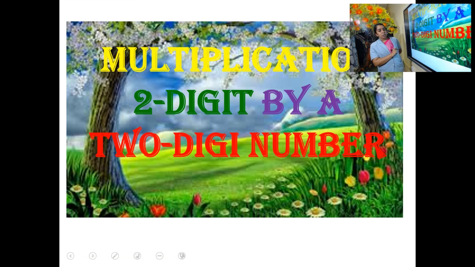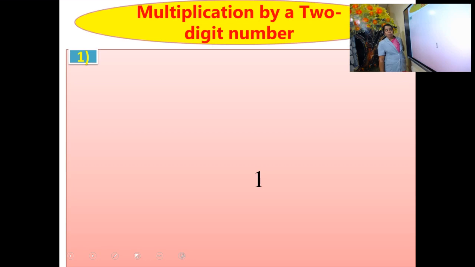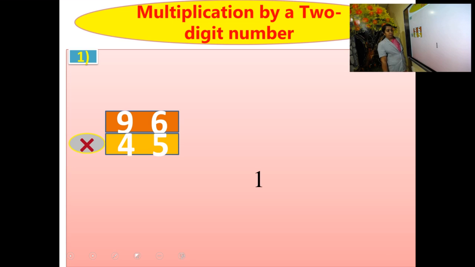So here we are going to learn multiplication of a 2-digit number by a 2-digit number. Here's the first question. 96 into 45. So 96 is a 2-digit number, and 45 is also a 2-digit number.